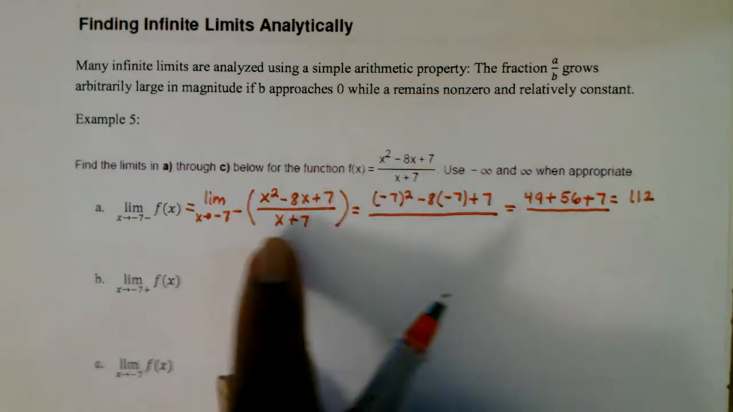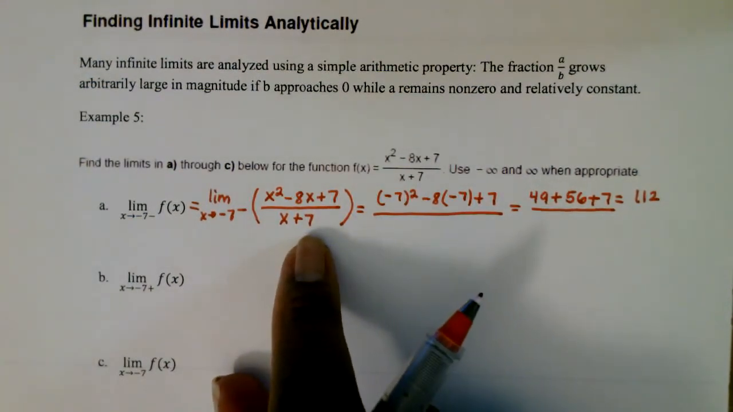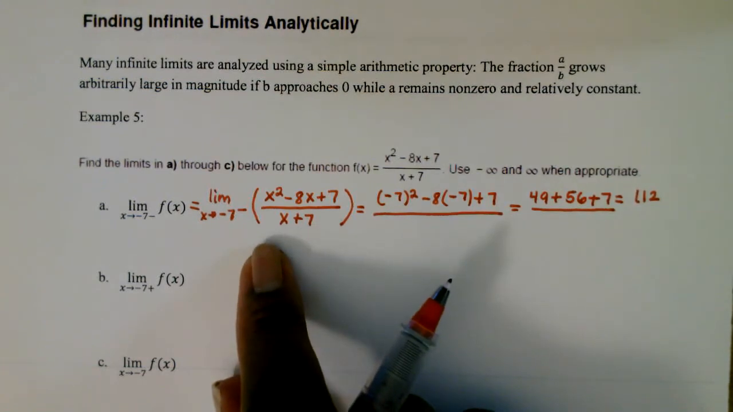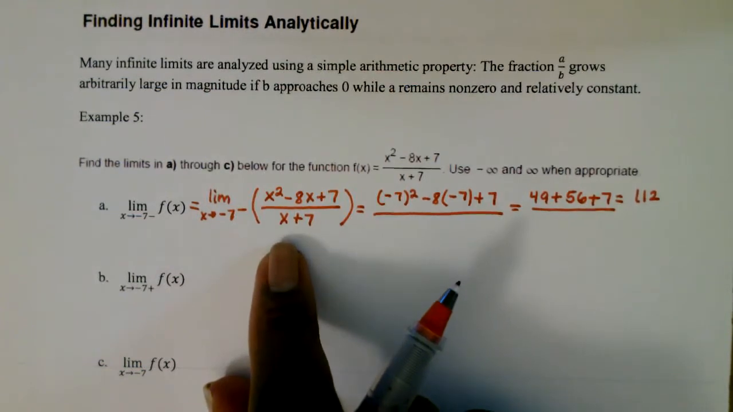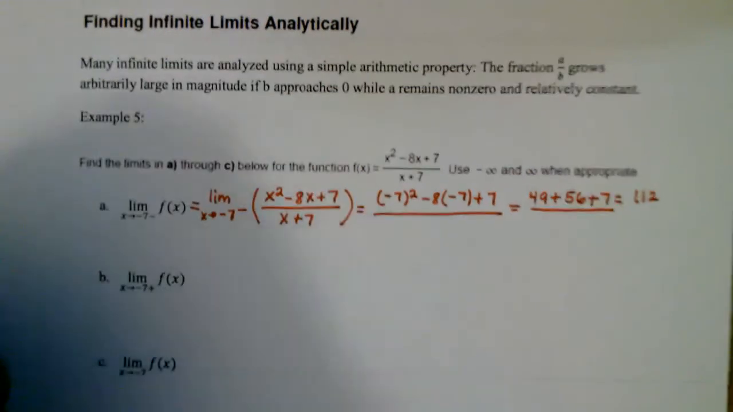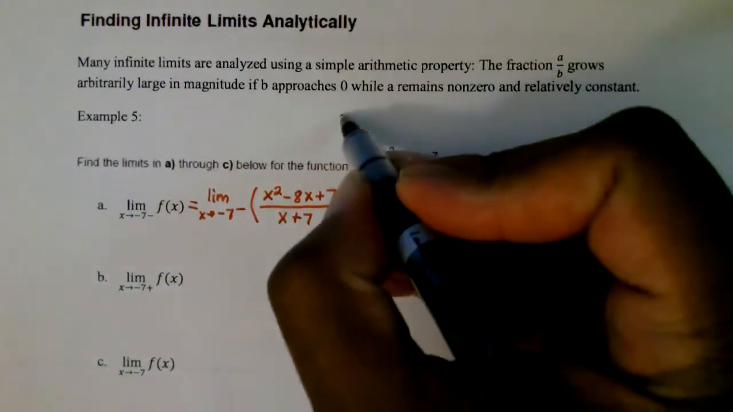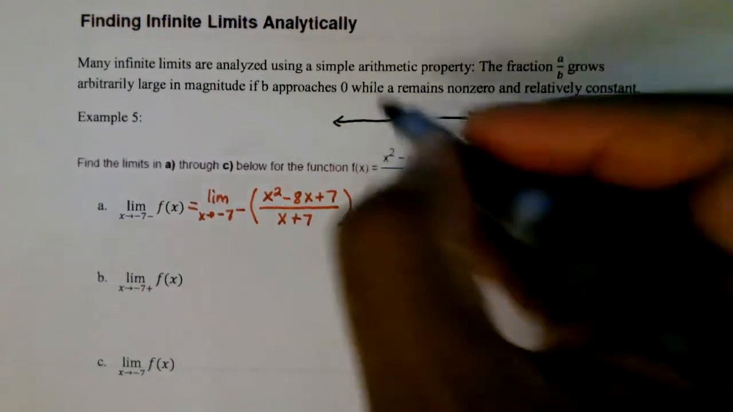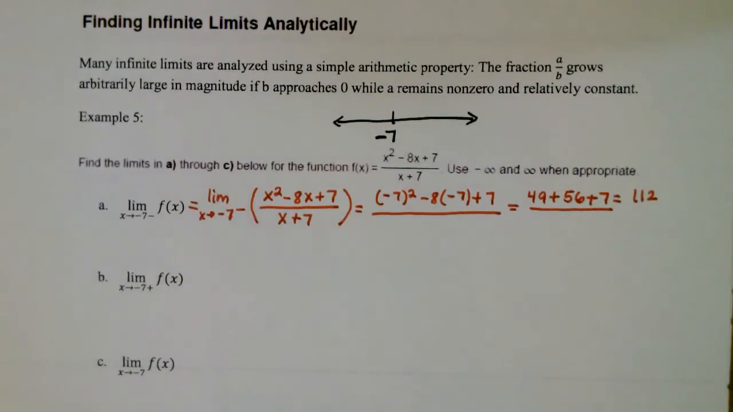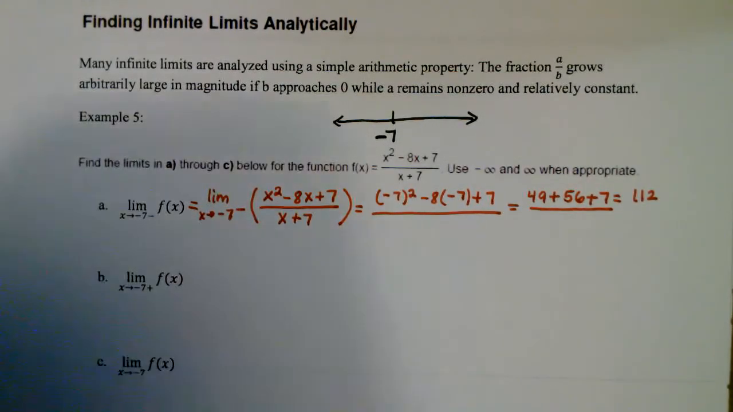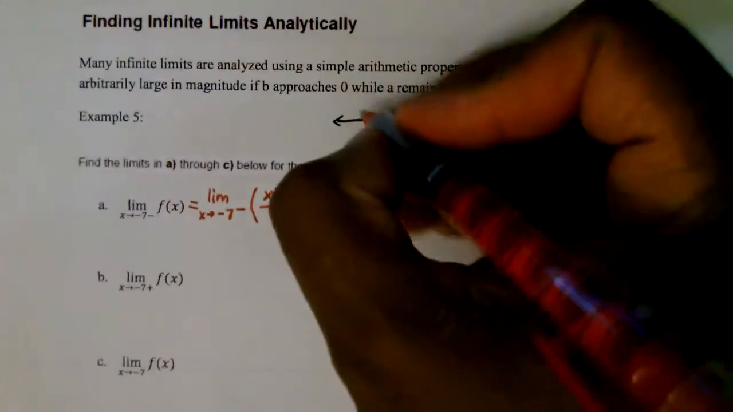Okay. Now for the denominator, I know at negative 7 I'm going to get a 0 on the denominator. But I need to look at what is going to be happening if I approach negative 7 from the left for the x plus 7. Now, if you recall, if you want to, you can draw a number line. And we'll deal with negative 7 here. Negative 7 coming from the left.